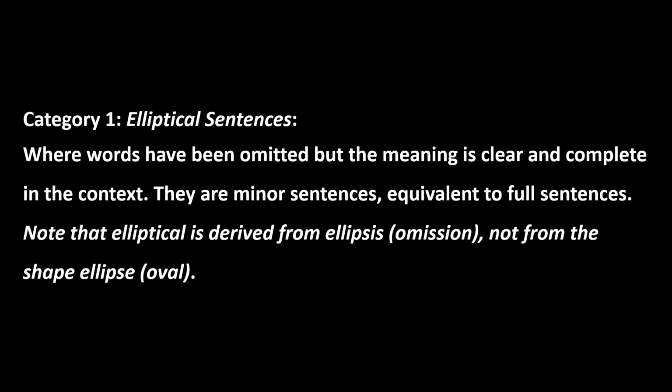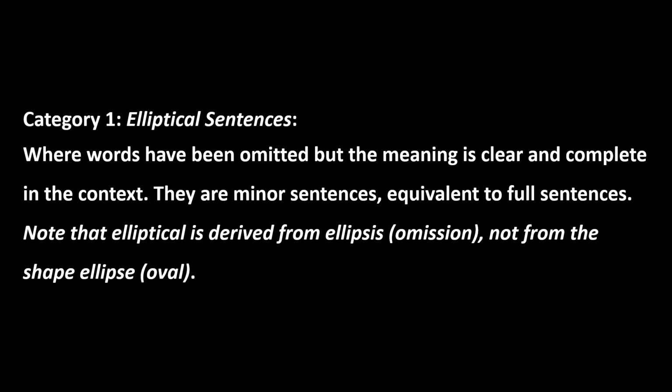Now in category 1, we have elliptical sentences. Category 1 of minor sentences, elliptical sentences, where words have been omitted, including the verb. Words have been omitted, but the meaning is clear and complete in the context. They are minor sentences equivalent to full sentences.